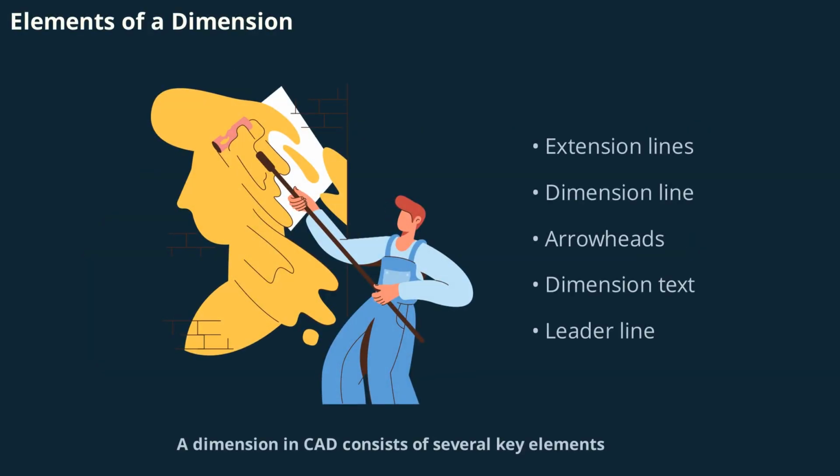Dimensioning in CAD consists of several key elements. Extension lines are thin lines extending from the object to indicate the extent of the dimension. The dimension line, usually with arrowheads, shows the direction and measurement. Arrowheads mark the limits of the dimension. Dimension text displays the numerical value placed at the center or above the line. Leader lines connect the dimension text to the feature being measured, especially in radial or diameter dimension. These elements ensure clarity and precision in technical drawings.